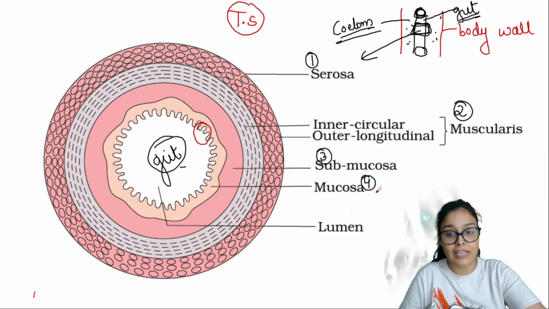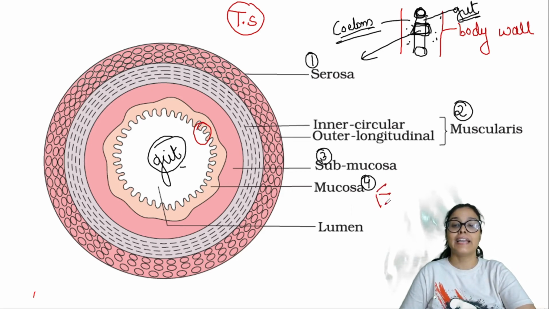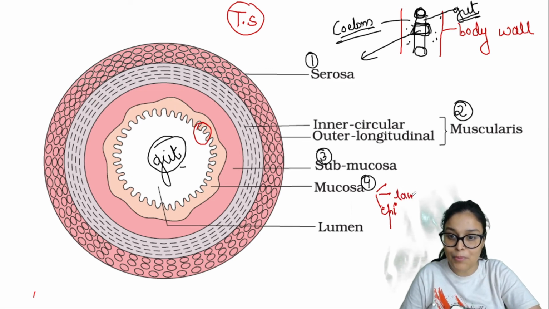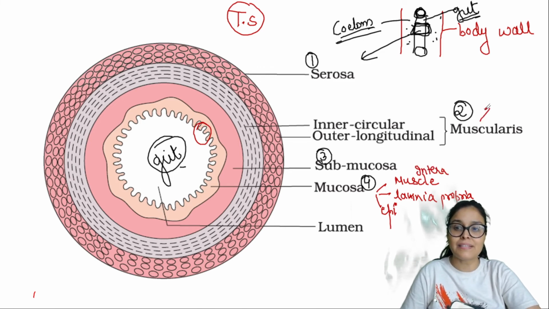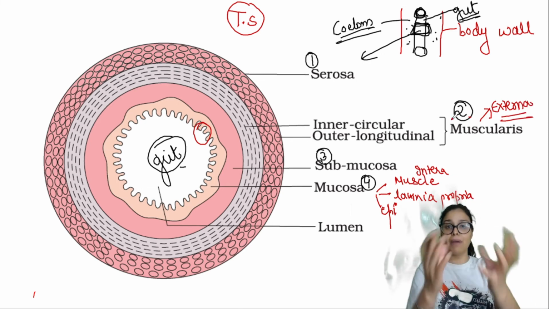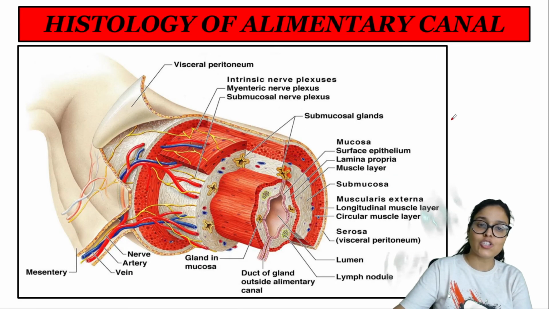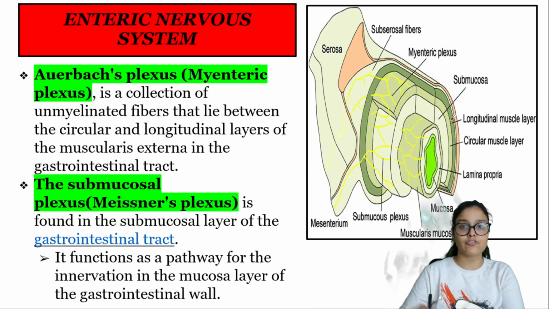So the mucosa layer further has 3 layers. Innermost layer is epithelium, then middle is the lamina propria where the glands and all are present, and outermost layer of the mucosa is made up of its own muscularis interna. And obviously the main muscle, the second layer of the whole alimentary canal, is known as muscularis externa because it is the outer muscle, right? So that's all about the alimentary canal.